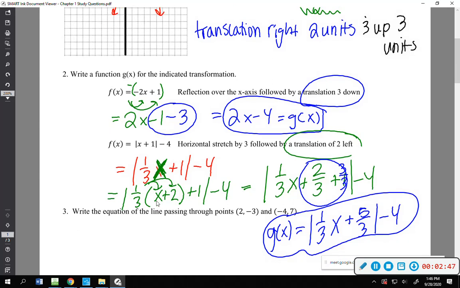So, again, you have to do your transformation separately. And when you translate left and right, you're replacing the x, which means you have to put parentheses. And then you have to distribute and simplify. And we missed a lot of that on the quiz.